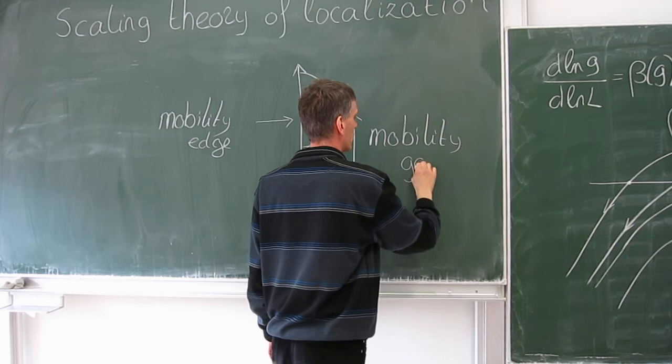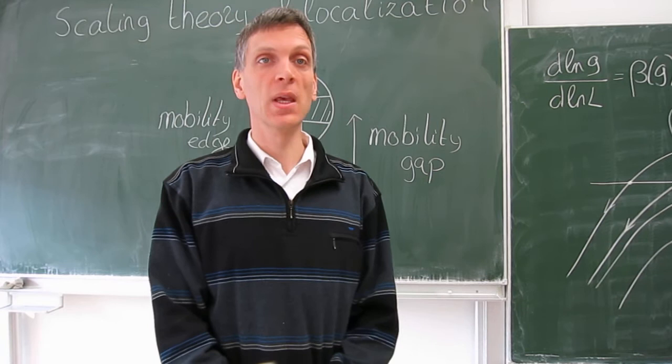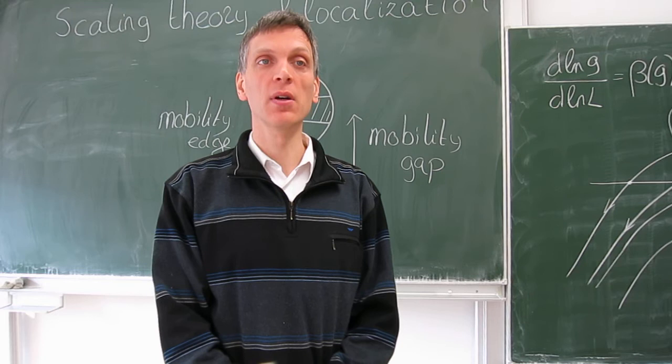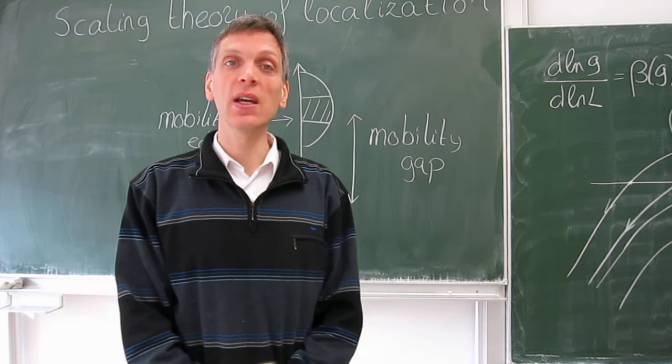So this mobility gap can be bigger than the spectral gap. In many of the considerations on topological insulators and superconductors, in the presence of disorder, the mobility gap takes over the role of the band gap. In particular, two disordered systems are topologically equivalent if their Hamiltonians can be deformed into each other without closing the mobility gap.